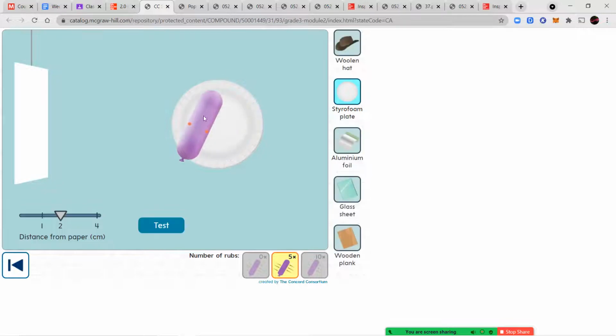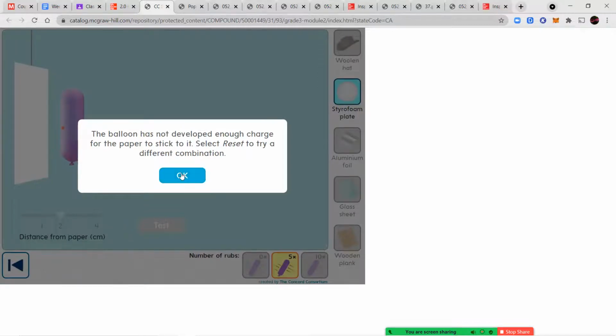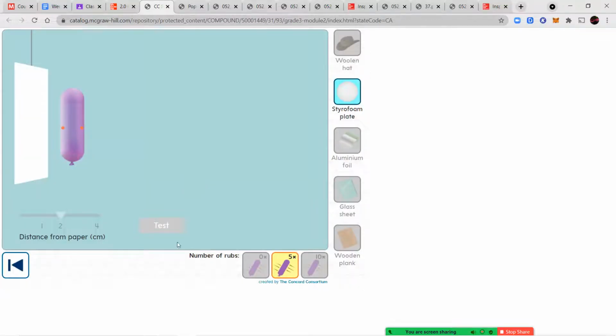Now, what's happening is that there's a buildup of negative charges, or static electricity, in the balloon. We're going to see if there's enough of it to attract the paper. So over here, we can see that the balloon did not develop enough charge to stick to the paper. What we can do, if we want to see, is try and increase it to 10.